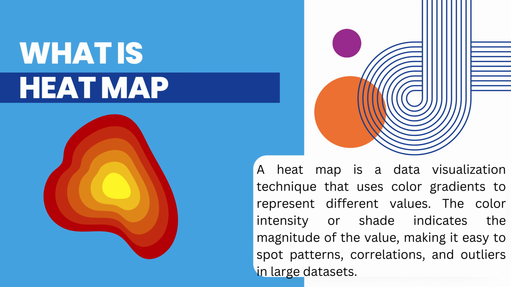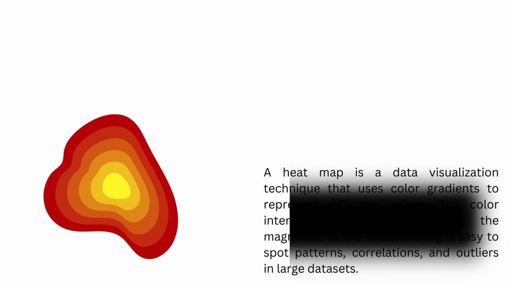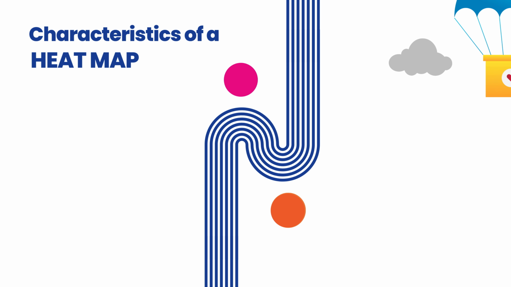What is a heat map? A heat map is a data visualization technique that uses color gradients to represent different values. The color intensity or shade indicates the magnitude of the value, making it easy to spot patterns, correlations, and outliers in large data sets.